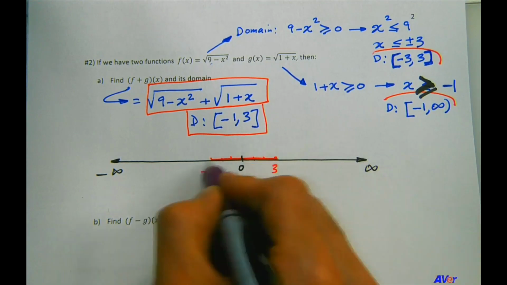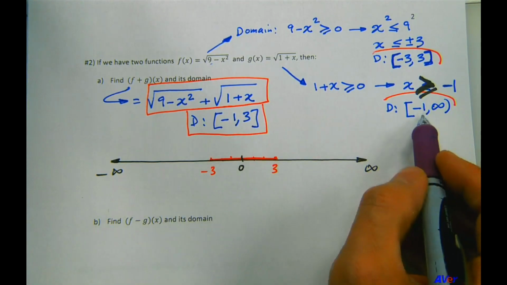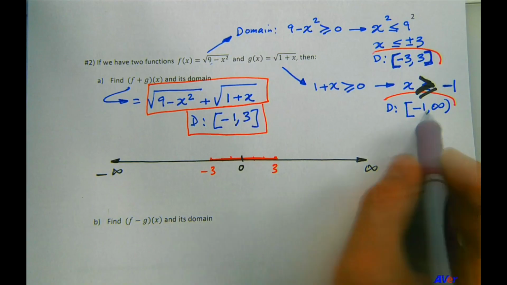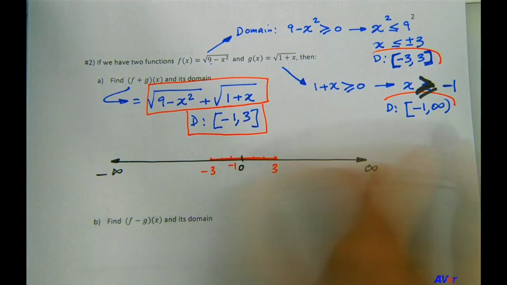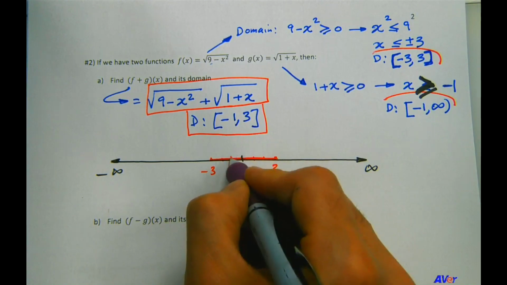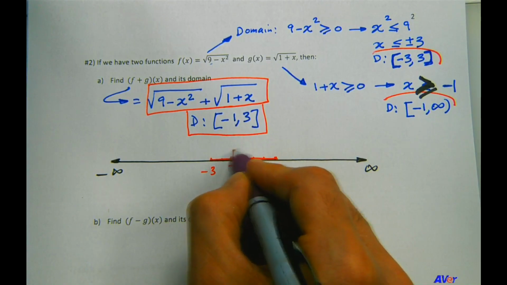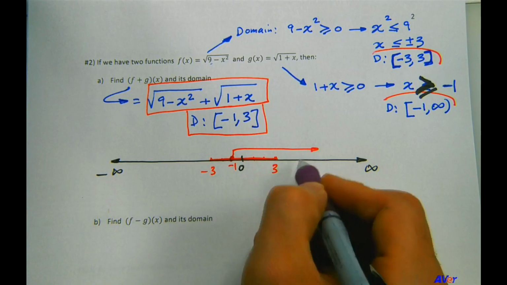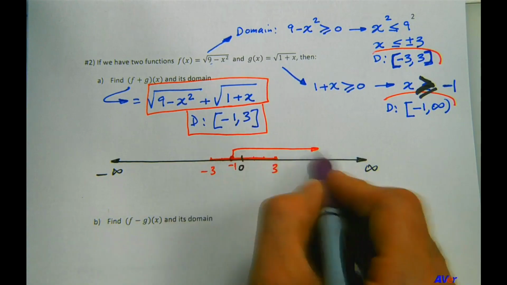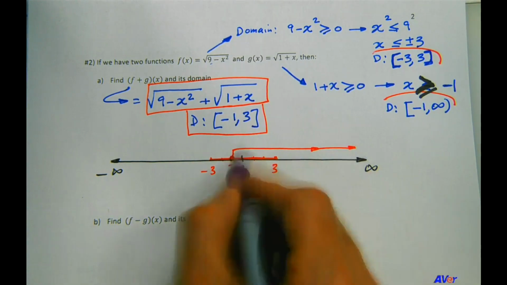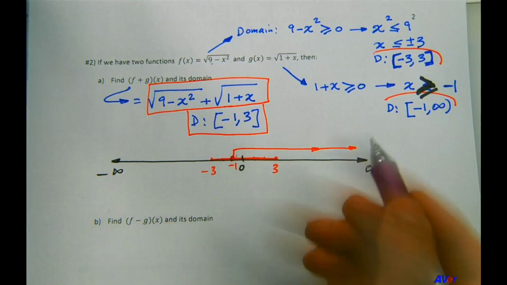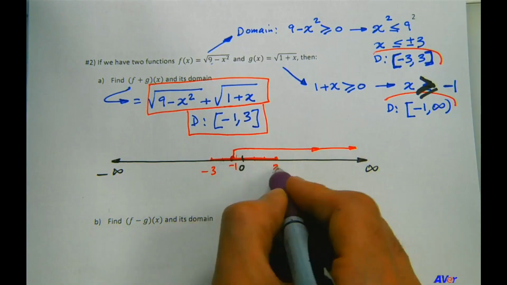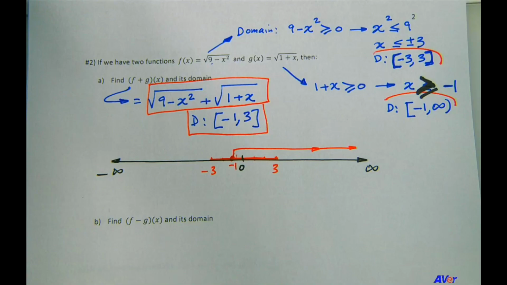From here to here. Another function is negative 1 to infinity. So negative 1, positive infinity. So negative 1, that way. Right? So where does that and this piece overlap? Between negative 1 and 3, which is what we have.